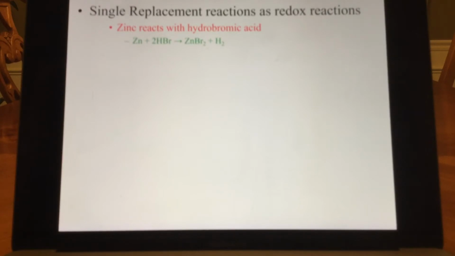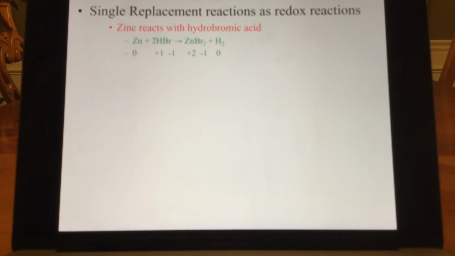And so what we want to do is go through and assign oxidation numbers like we did earlier in the notes. So that would give zinc, being in its elemental state, an oxidation state of 0. And then hydrogen would be a +1. That would make bromine a -1 because together hydrobromic acid is neutral.